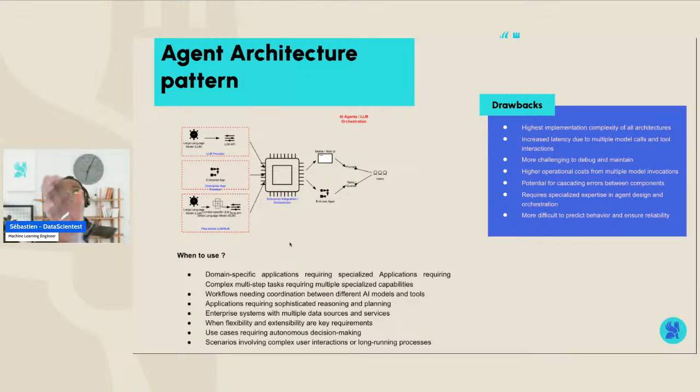But of course, this architecture also has some drawbacks. It has the highest implementation complexity, because you need to know about agent frameworks and use them properly. This also has an impact on latency, because you leave some time for the agent to do its thing. It is more challenging to debug, because the model could have different interactions with different tools and not in the order you would expect. So you will need clear monitoring of it.